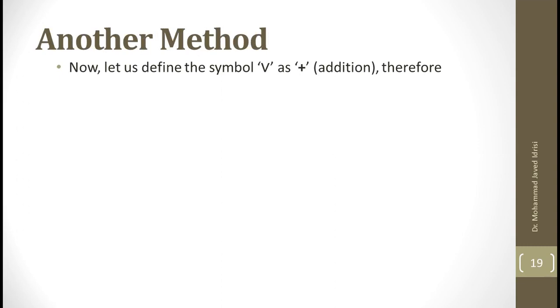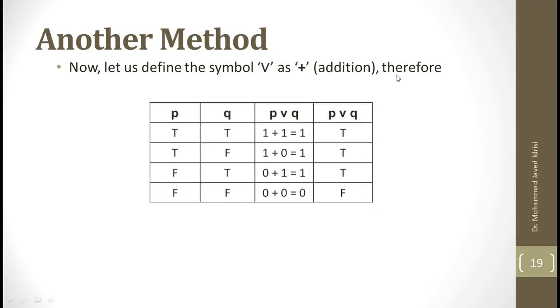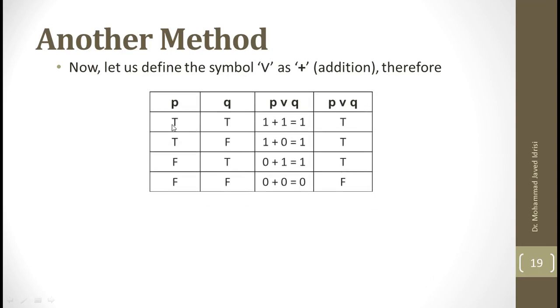Another method to find the truth table of disjunction logic is, here we assume this symbol OR as addition. So we have, if P and Q both are true, it means 1 plus 1. 1 plus 1 means that is not a false proposition. 1 plus 1 cannot be 0. So we have a true proposition. True plus false means 1 plus 0, which is 1, hence we have the resultant is true. 0 plus 1 equals to 1, resultant is true. 0 plus 0 equals to 0, resultant is false.